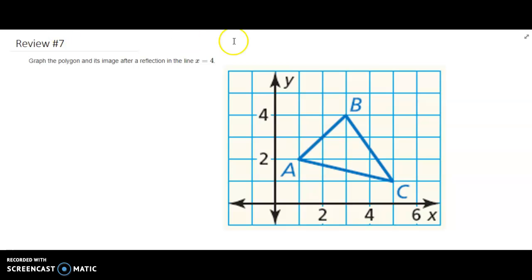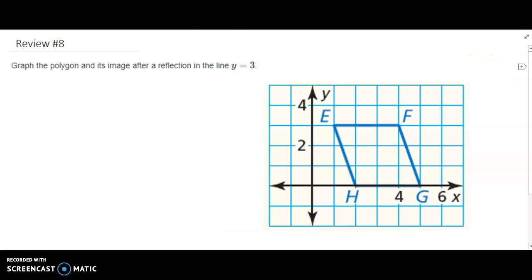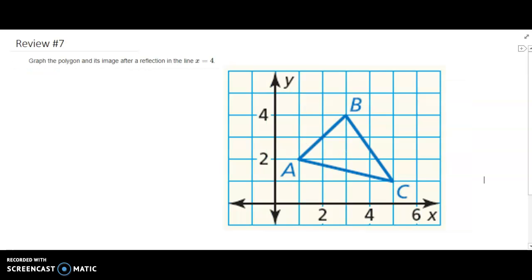Alright, so I've gone through problems 7 and 8 right here, so I'm just going to work through them for you and hopefully this helps. What makes these two difficult is that they don't have rules to follow, because we're not reflecting over the x-axis or the y-axis or the line y equals x or whatever.